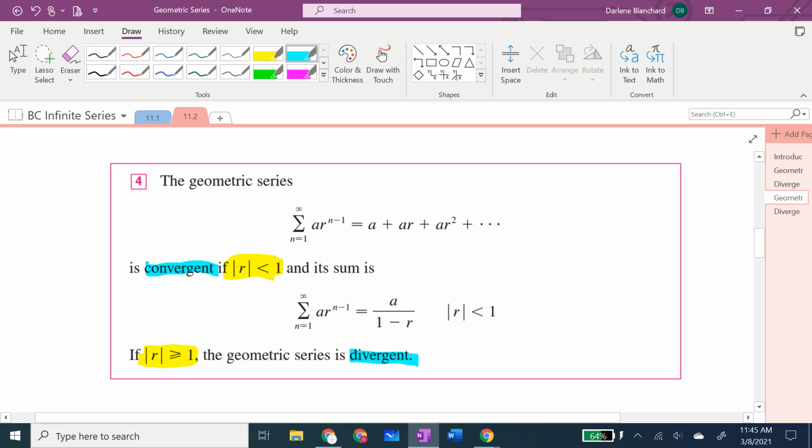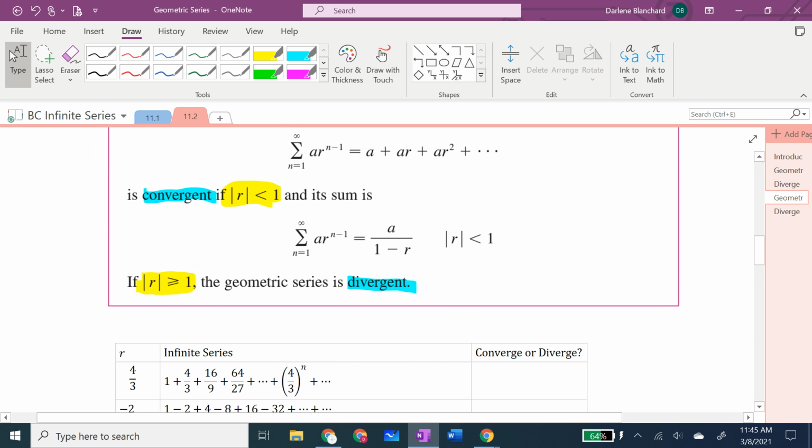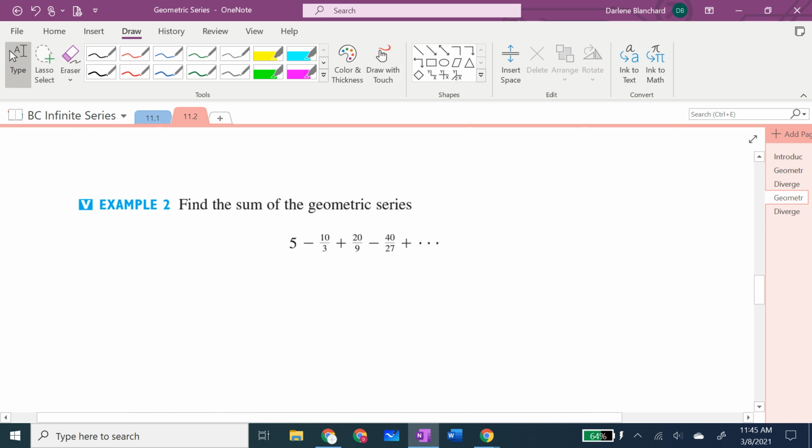Now, how do you know if you're dealing with a geometric series? Actually, I want to go to some examples before that. You know you're dealing with a geometric series, first of all, if they tell you, but you can also take the second term with its sign, divide it by the first term, then take the third term, divide it by the second term. Anytime you take a term and you divide it by its previous term, you should get the same exact number every single time.